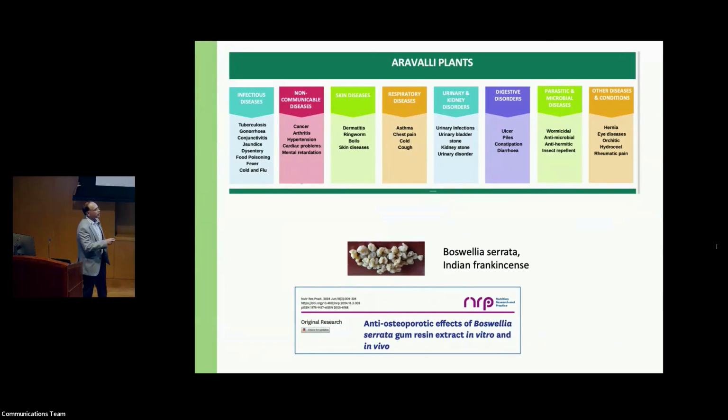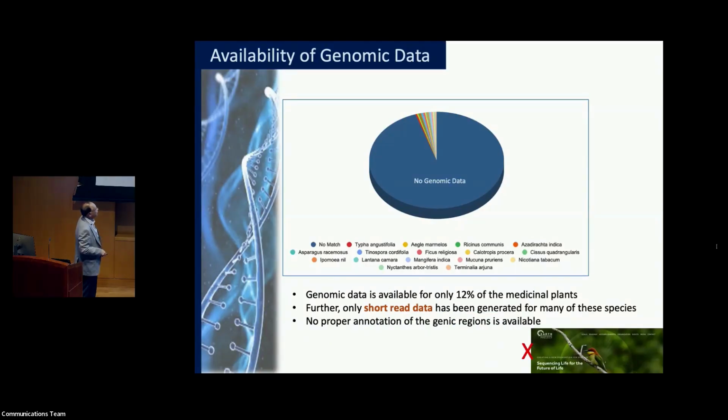Now, the number of diseases that we were able to find for those 300 medicinal plants is also, I find, very staggering. We have infectious diseases, non-communicable diseases, skin diseases, respiratory. I'm not a medicine person, but there is a lot of variability in the type of diseases that can be handled here. One of the examples is Boswellia, which is involved in osteoporosis as well as arthritic treatment. When we look at the genomic data, interestingly, out of 300, only 13 to 14% of the plants had any genome data available for them.